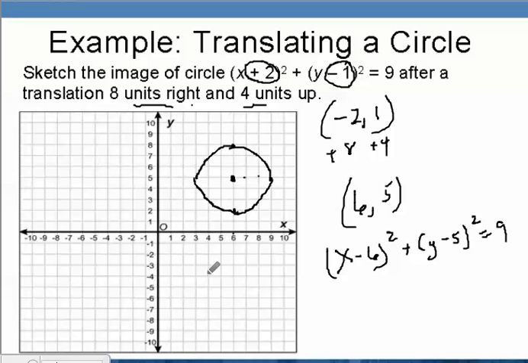Okay? And all I did was I took this from -2, 1. From here, I went right 8 units. So that was my old center right here. So went right 8 units. 1, 2, 3, 4, 5, 6, 7, 8. And I went up 4 units. 1, 2, 3, 4. Can you see how all I did was move that up and over?